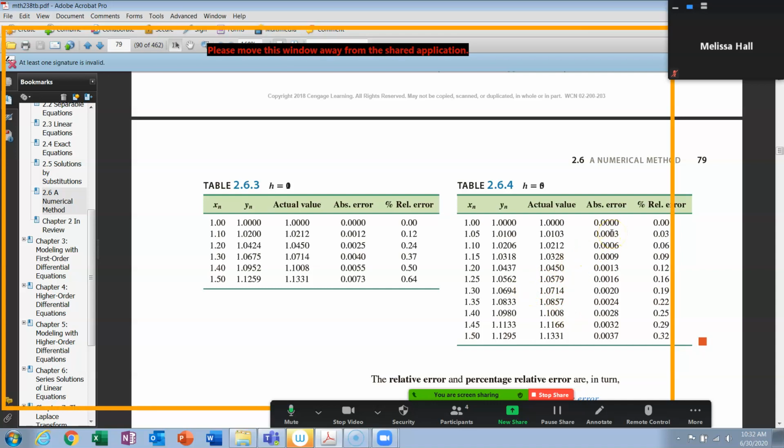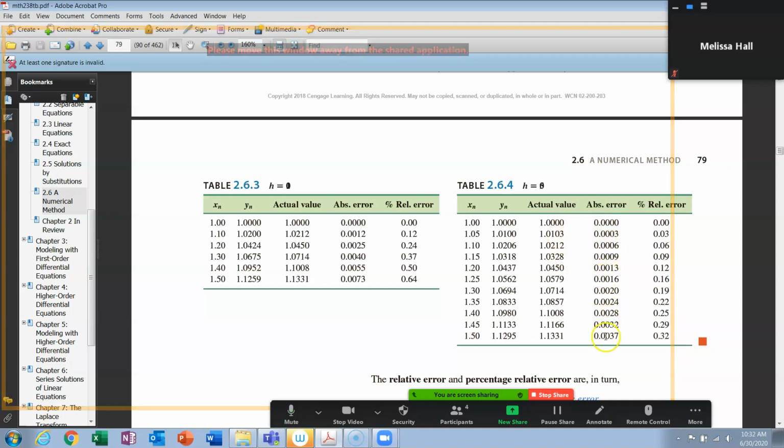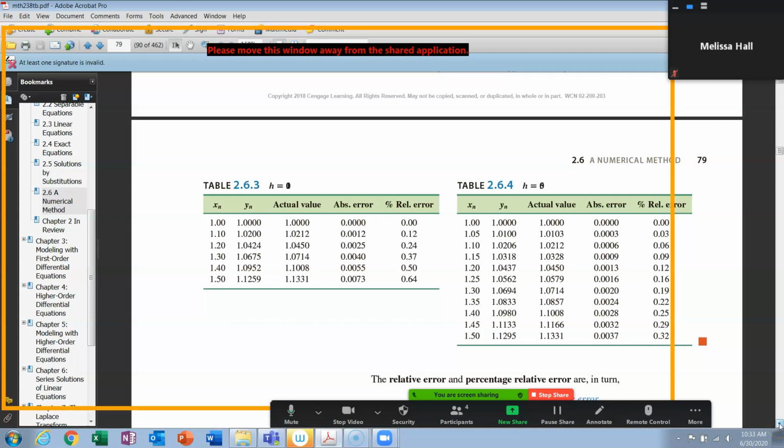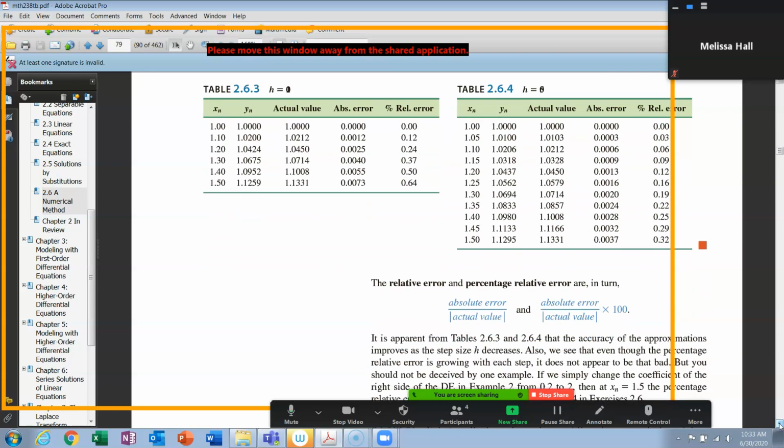So again, with smaller increments closer to the original, you get a very, very good approximation. This is a percent, remember, that's 0.0003. So you have a really good approximation here. Down till you get to 1.5, you're getting far enough away from your original that you are introducing a bit more error. Okay? Now, this course is not dealing with relative error, percentage relative error, and that kind of stuff. Hopefully you know that already, but that's what they're using here.